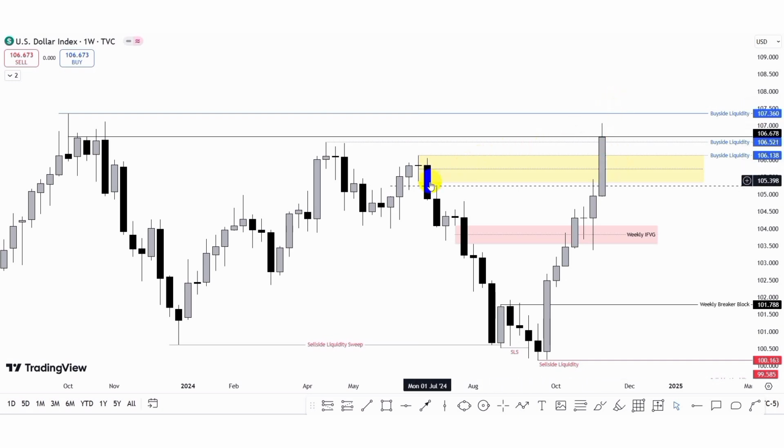Because what we can see is that this is the sponsorship candle that led to the bearish move that took out all this sell side liquidity. So I'm expecting to see the reclaim of price to the downside, and then we have the bullish continuation to take out the external buy side liquidity we have here.